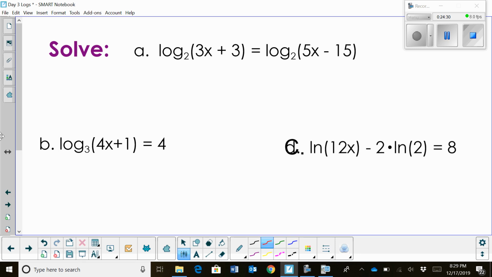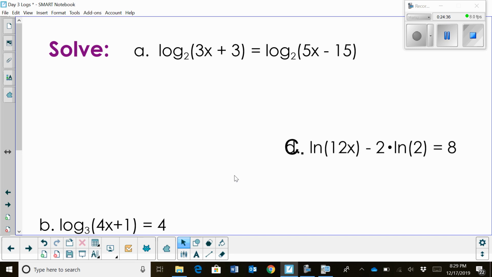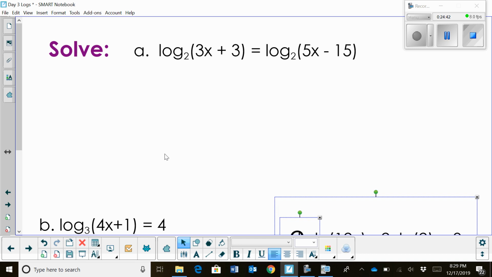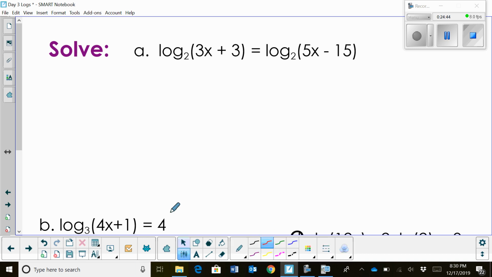Now let's try a couple solving problems. Okay, so let me see if I can move these out of the way for us. Okay, let's start with this first one. Okay, the first one is quite easy. This is just a simple log equation.